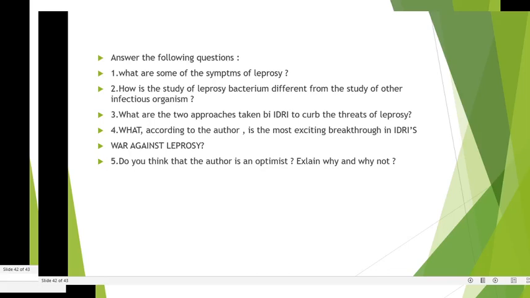First one is, what are some of the symptoms of leprosy? Second one is, how is the study of leprosy bacterium different from the study of other infectious organisms? And third one is, what are the 2 approaches taken by IDRI to curb the threats of leprosy? And fourth one is, what according to the author is the most exciting breakthrough in IDRI's war against leprosy? And last one is, do you think that the author is an optimist? Explain why or why not.